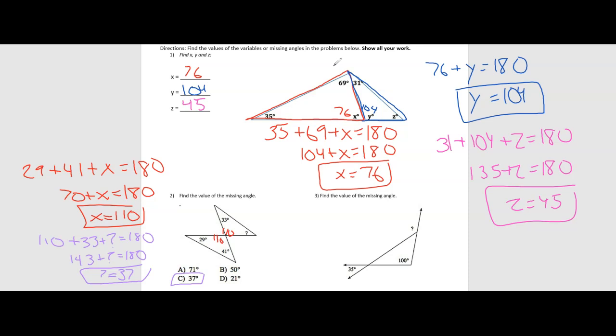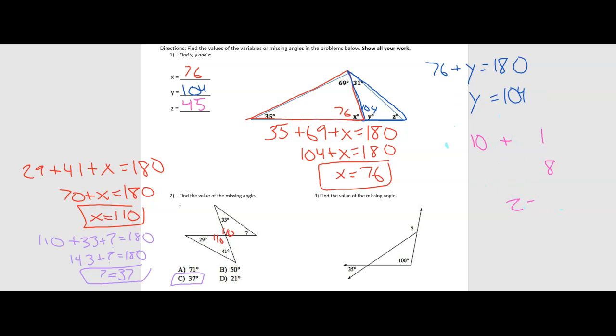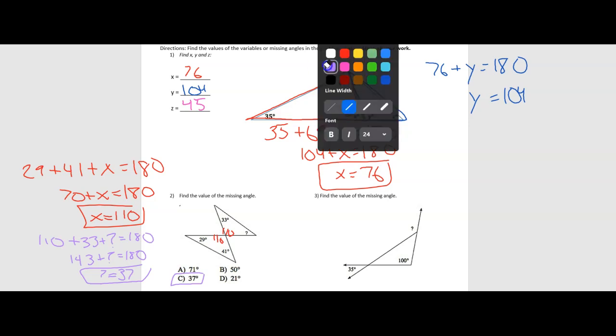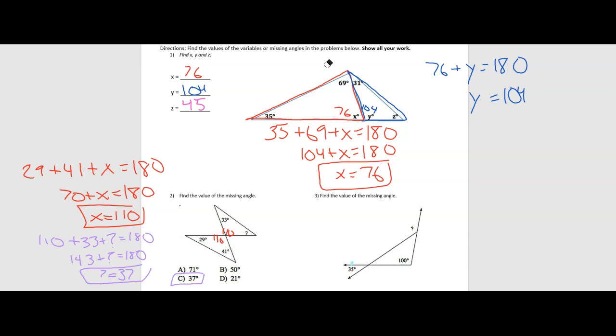On to the third one. Let me get rid of some of this in case we need the space. Again, a couple angle relationships we need to be aware of here. We have these two angles, which again are vertical. So I'm just going to replace that other angle with 35.